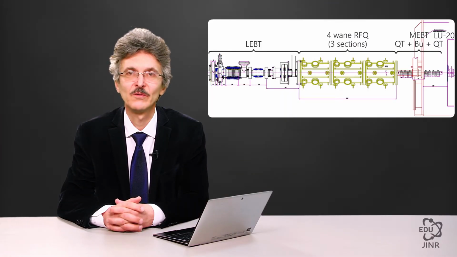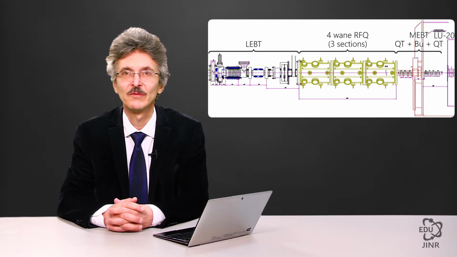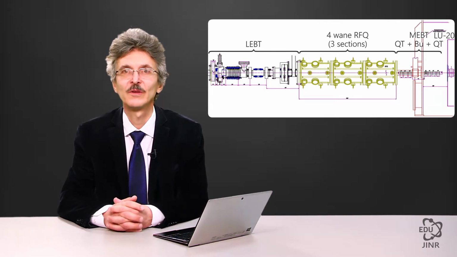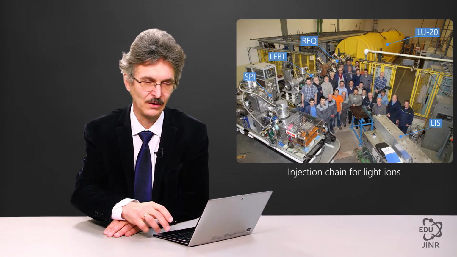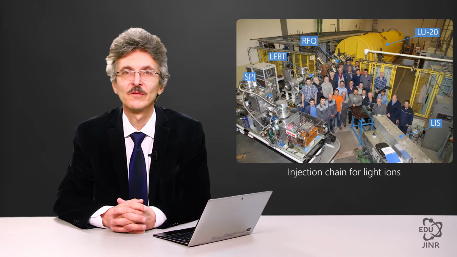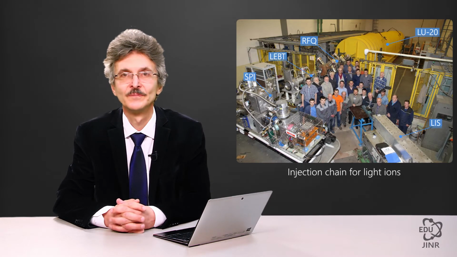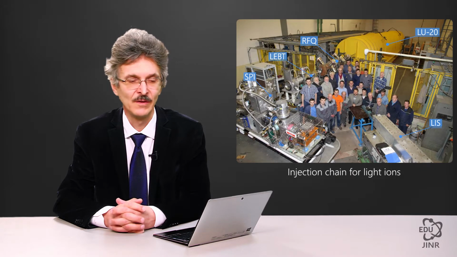The injection chain for light ions, unlike that used for heavy ions, is limited to 2 linear accelerators due to the fact that, in the nucleotron, fully stripped nuclei are accelerated and the vacuum conditions are sufficient for lossless acceleration. All the elements of the light ion injection chain are located in the existing hall of the linear accelerator LU20.